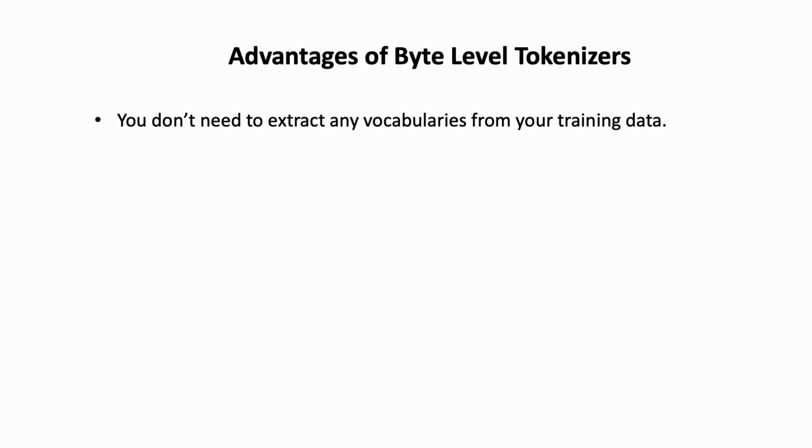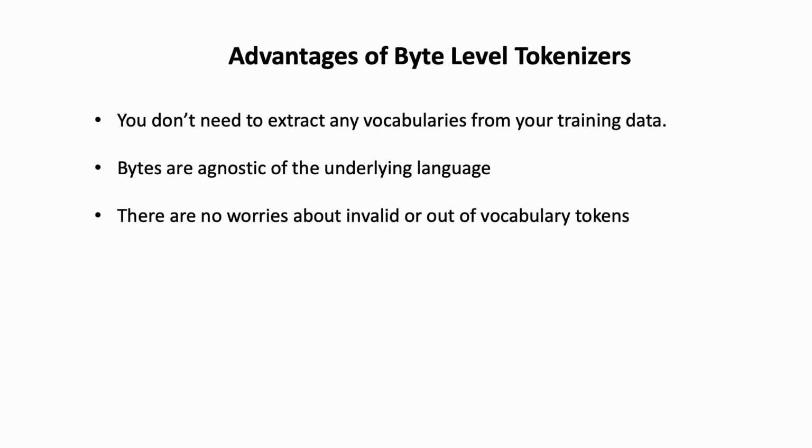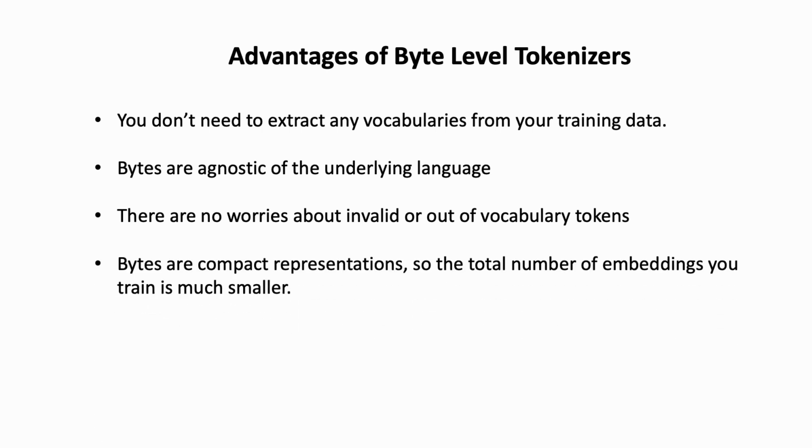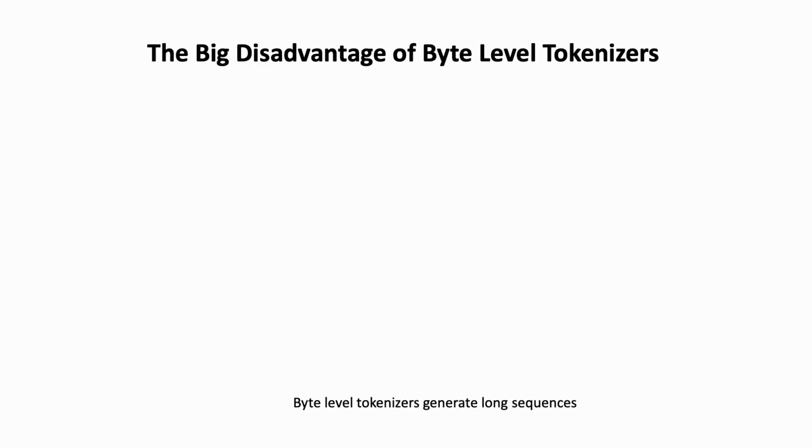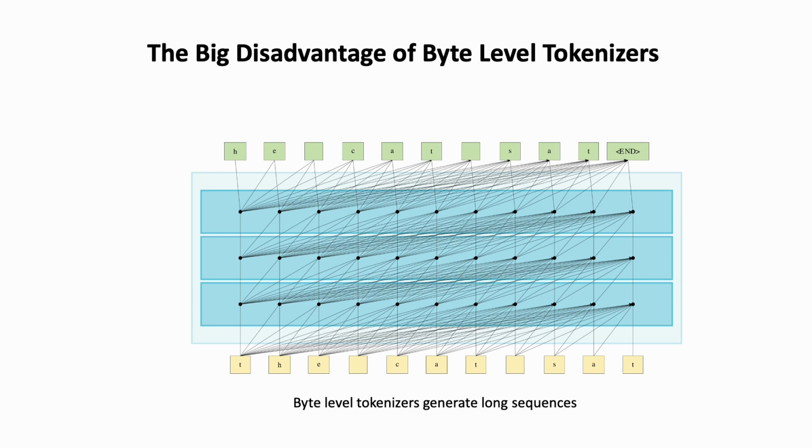And there are some great advantages of using this type of a byte tokenizer. Well, one, you don't need to extract vocabularies from your training data. Number two, bytes are agnostic of the underlying language. Number three, there are no worries about invalid or out of vocabulary tokens. Number four, bytes are compact representations, so the number of total embeddings you train is much smaller. In fact, it's fixed at 255. Bytes are multimodal, meaning you can use it basically for text, audio, images, or any type of data that you can store in memory. On the flip side, there is a huge disadvantage as well.